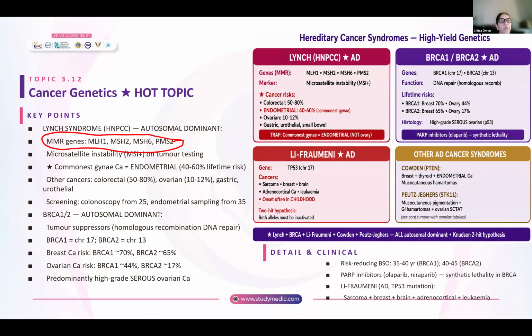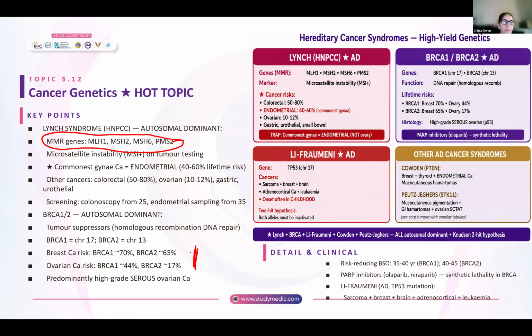In BRCA1, there is a fault in chromosome 17. In BRCA2, there is a fault in chromosome 13. Very common, this is very important for you to know from the exam point of view.